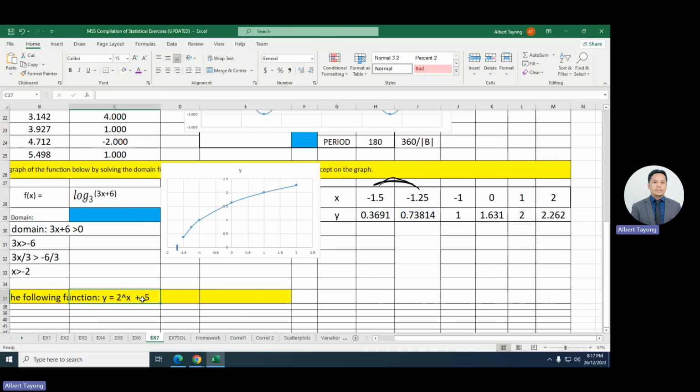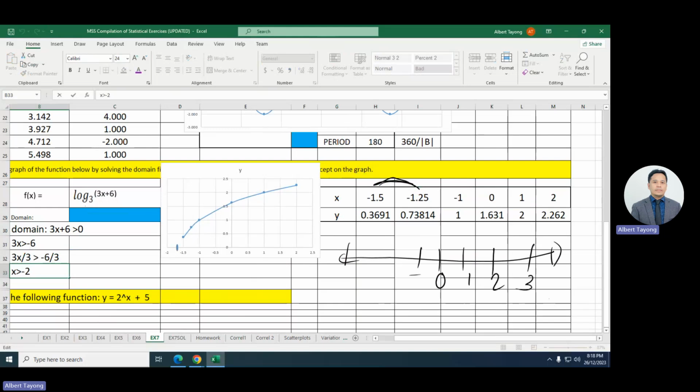Okay, the last is very simple. Y equals 2 to the x plus 5. Okay, did you understand this? Greater than negative 2. If this is your line, 0, 1, 2, 3, negative 1, negative 2, negative 3, right?